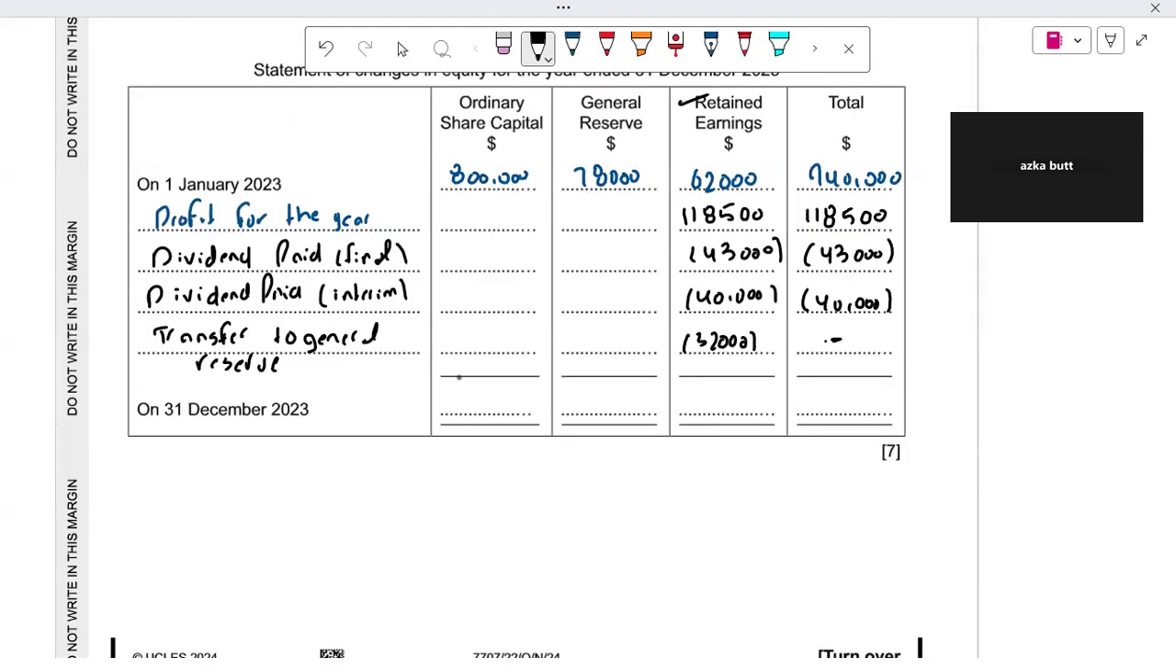Okay, so if you just calculate now, this is 800,000. This is okay. So I haven't written it here. Okay, so this is 78,000 plus 30,000. This is 110. And if you just add 62,000, add retained earnings minus dividend paid final, dividend paid interim, and transfer to general reserves, so we have 65,500. And in total, we have 975,500.